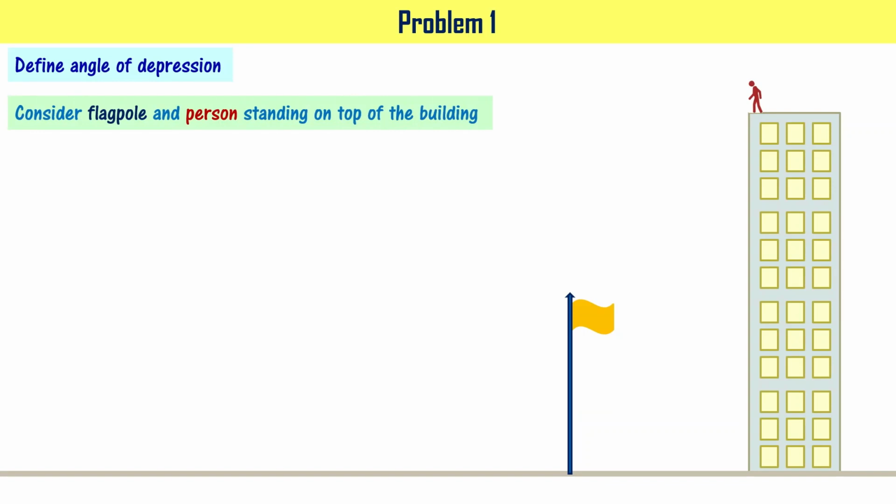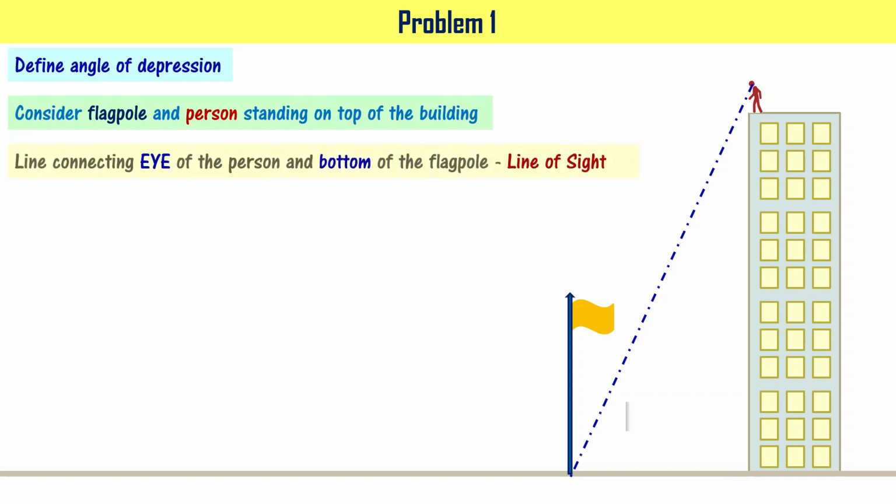The first question is define angle of depression. Let us consider a flagpole and a person standing on top of the building as shown in the figure. As you see here, the person is looking at the bottom of the flagpole, right? The line connecting the eye of the person and the bottom of the flagpole is called line of sight.